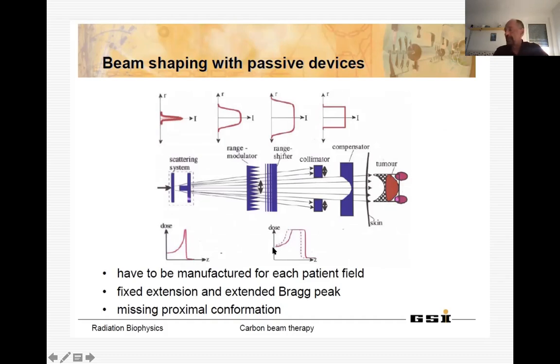There are several problems in this, as you can imagine. They have to be manufactured for each patient. There is a fixed extension of the extended Bragg peak, and there is a missing proximal conformation. So at the end, the depth dose distribution always will have these horns here. You see, because even if you have a collimator and a compensator, you will have the problem of the horn. Here you go in depth, but at the end you will have these horns in front of the patient.